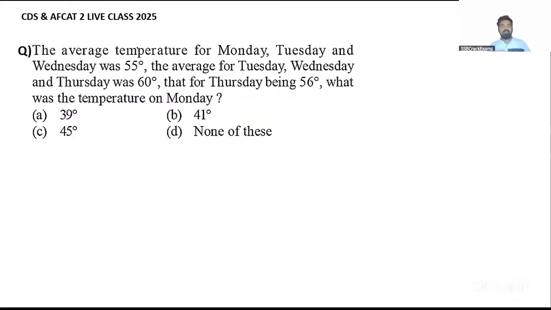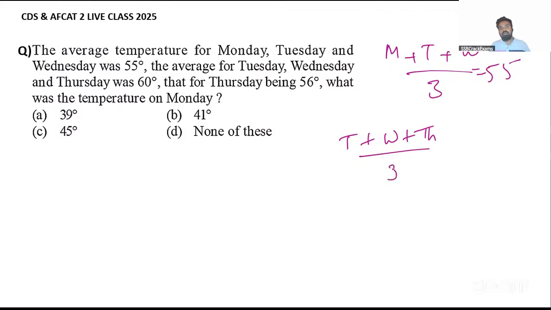The average temperature for Monday, Tuesday, Wednesday was 55. The average for Tuesday, Wednesday, and Thursday was 60. And that for Thursday being 56 degrees. What is the temperature of Monday?